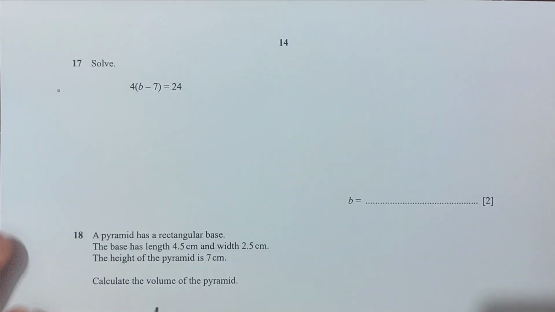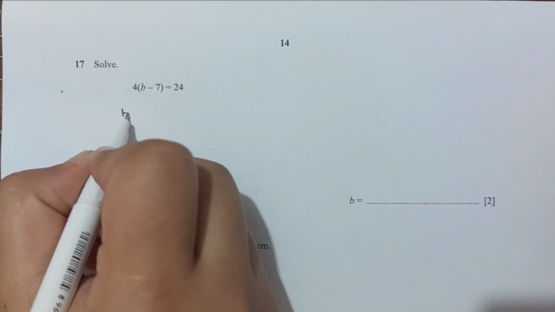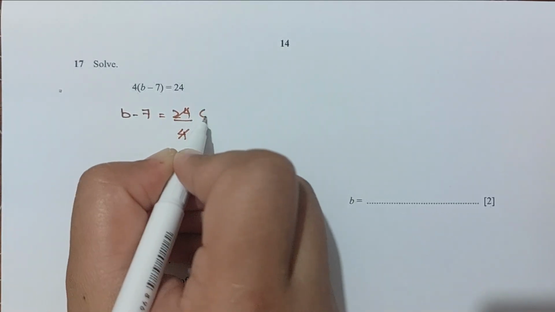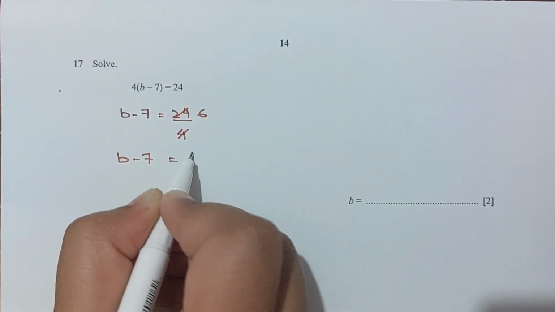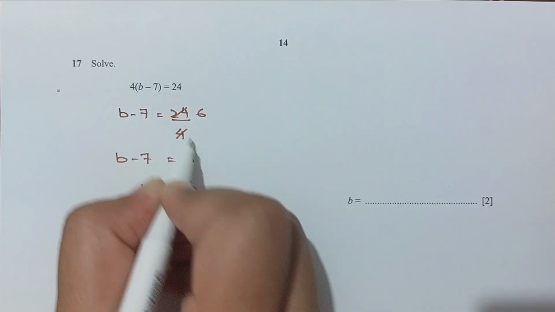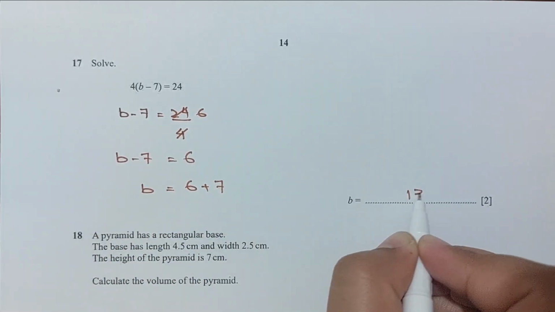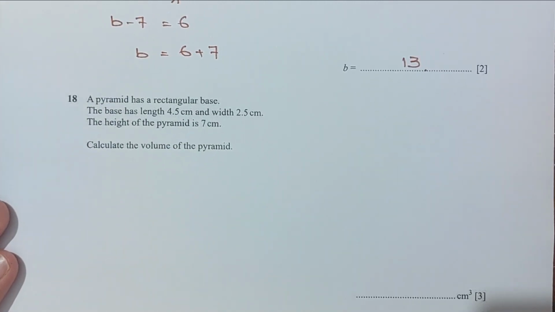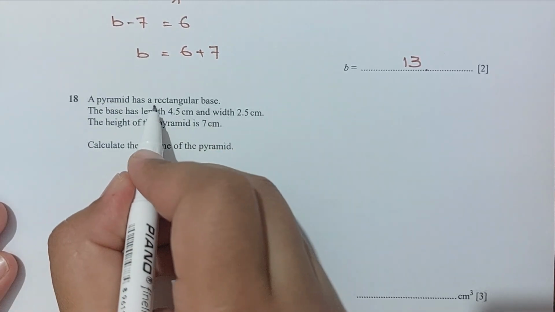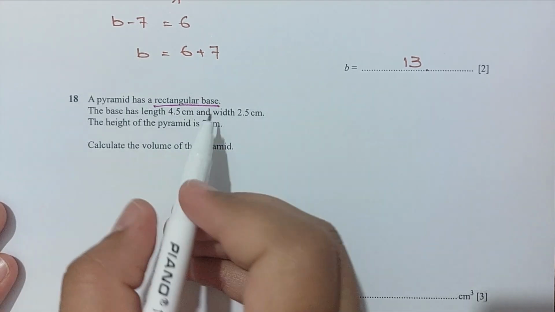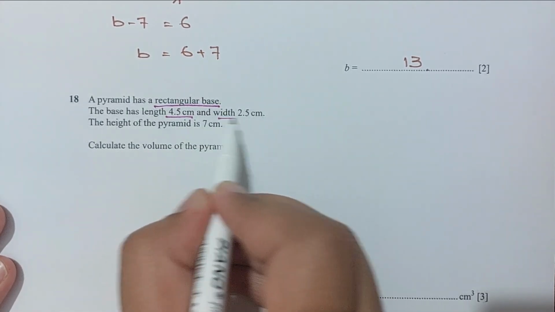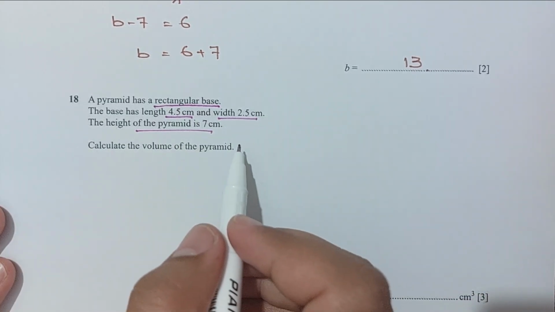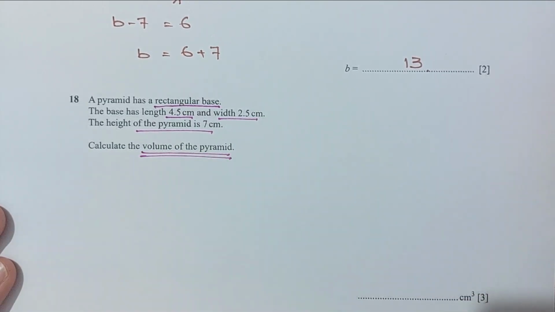Question number 17, we have to solve. So b minus 7 would be 24 over 4. 4 times 6 is 24. So b minus 7 equals 6. B would be equal to 6 plus 7, that is 13. So the b value is 13. Question number 18. A pyramid has a rectangular base. The base has a length of 4.5 centimeters and the width is 2.5 centimeters. The height of the pyramid is 7 centimeters. Calculate the volume of the pyramid.